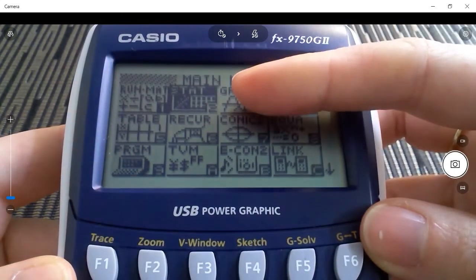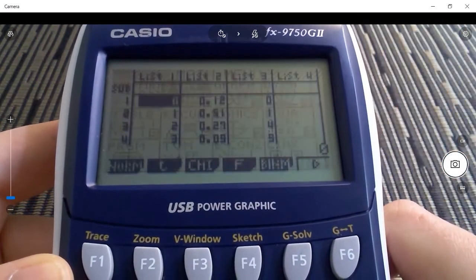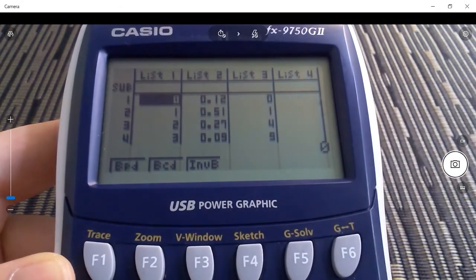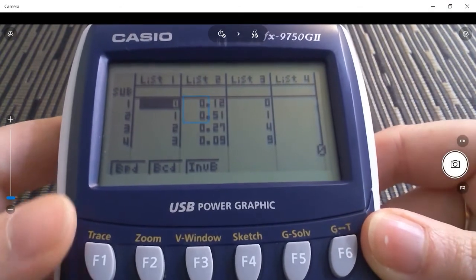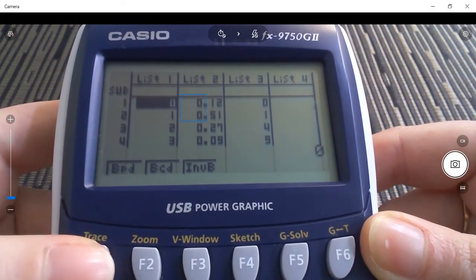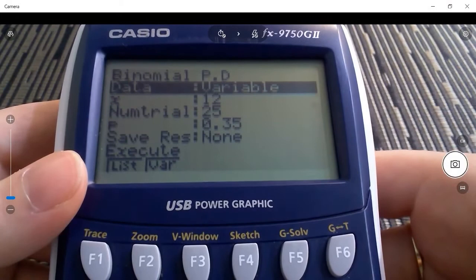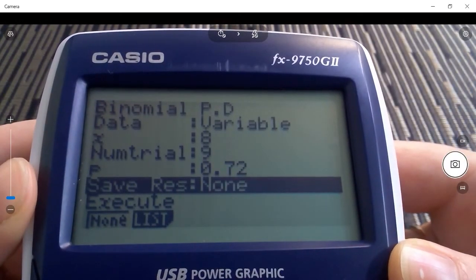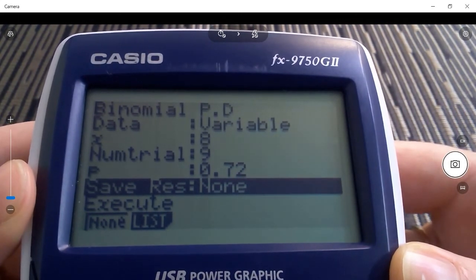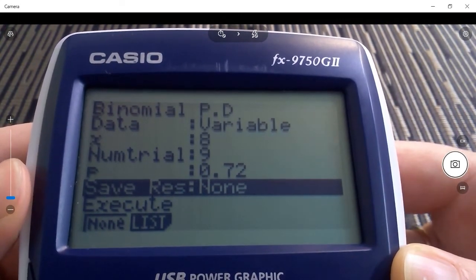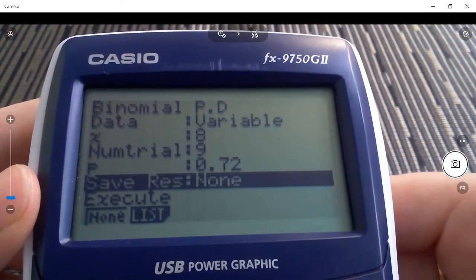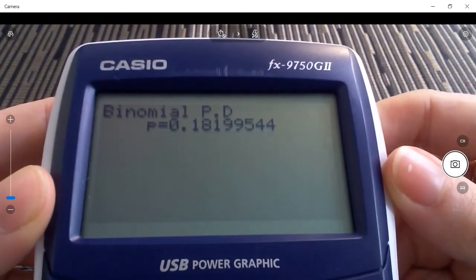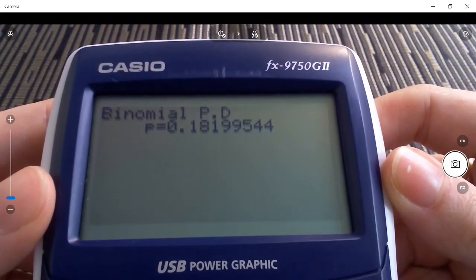So let's do that now. We need to go to the Stat menu, Binomial Distribution, and let's do the probability that x equals 8 first. So we're going to go BPD. And I'm going to enter in my values. So x equals 8, number of trials was 9, and our probability of success was 0.72. So there we have the first number that we're going to be writing down.